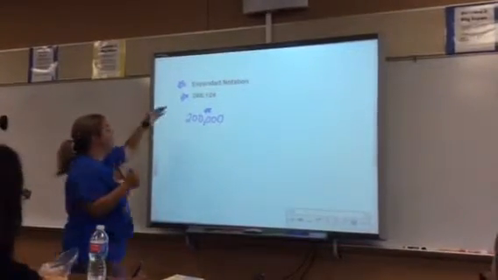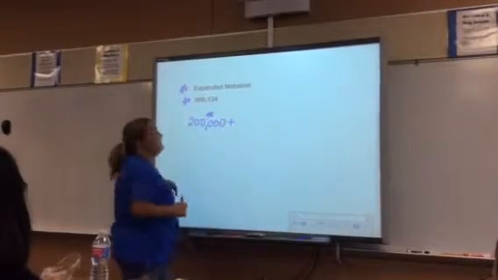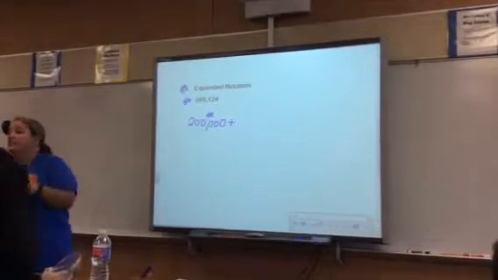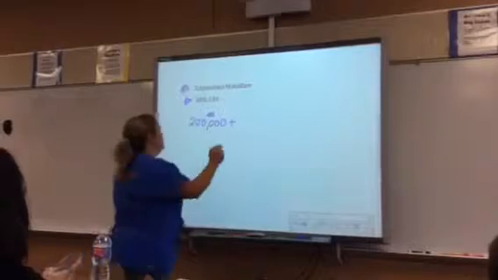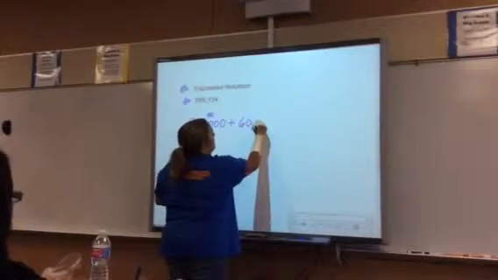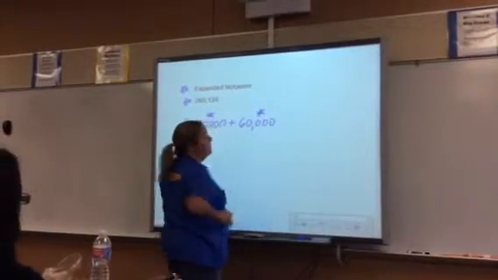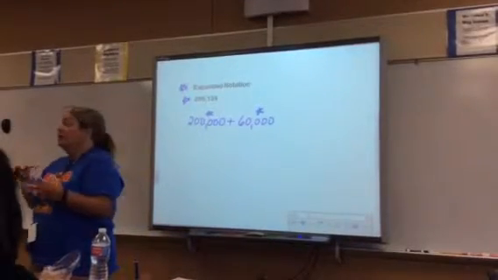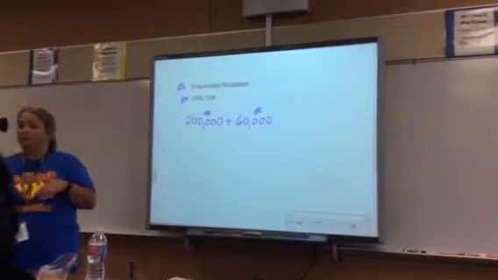We're going to add that to the value of 6, and 6 is in our 10,000s position, so if we have 6 of those, we have 60,000. So we're going to put down 60,000. If you got 60,000, give yourself a star. If you did not, again, circle it. That's where your mistake was made.